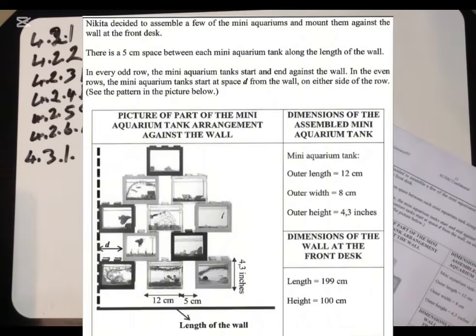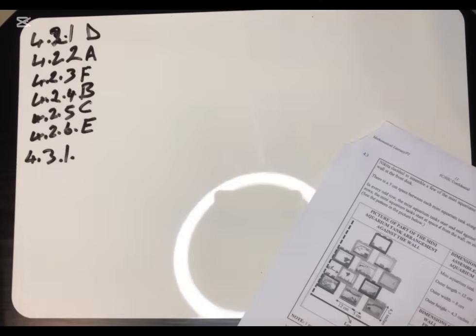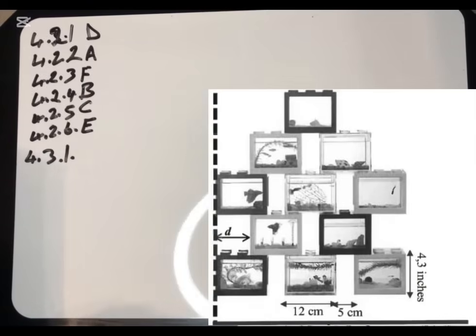Dimension of the wall at the front desk, we are having the length of 199 centimeters, height of 100 centimeters. Note that 1 millimeter is equal to 0.0394 inches for conversion purposes. The first question says determine in centimeters the height of 1 mini aquarium tank. We are given the height as 4.3 inches. They want us to convert that to centimeters.